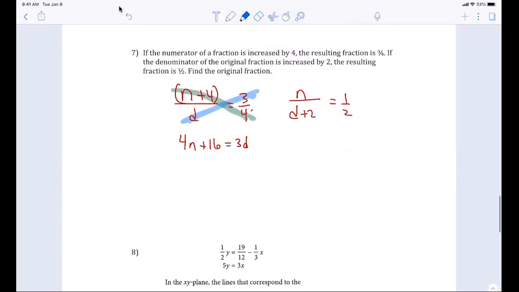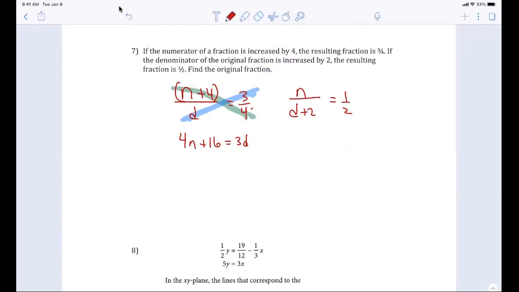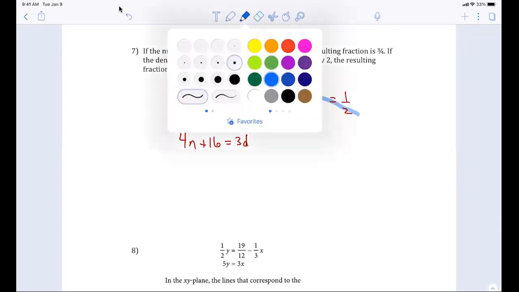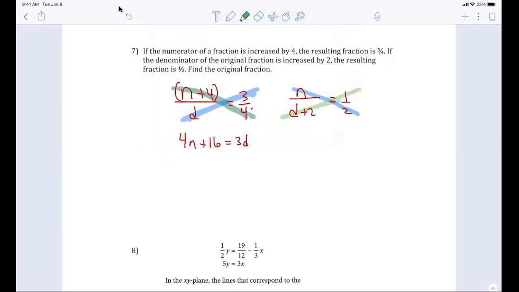Now on the other side, I cross multiply. Same principle, multiply this way, multiply this way. I end up with 2n equals d plus 2. Does everybody agree with that?